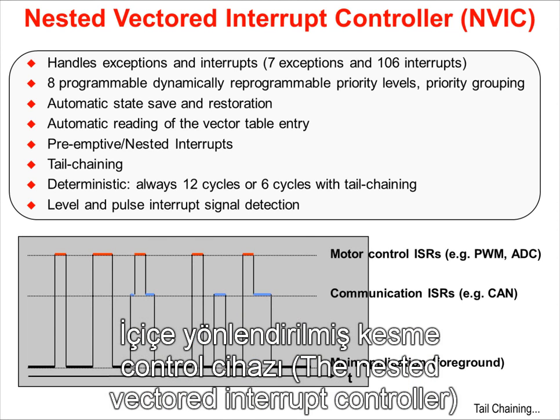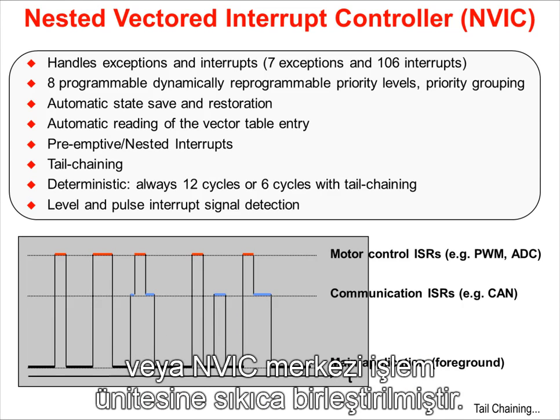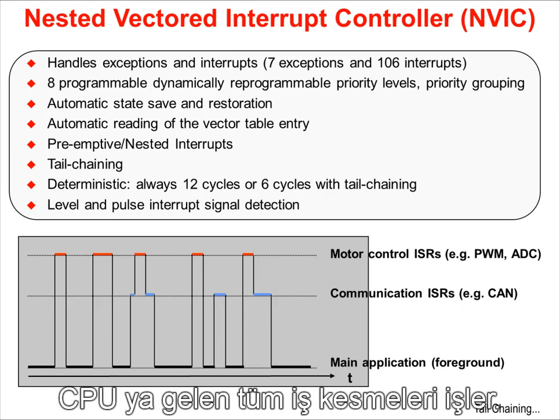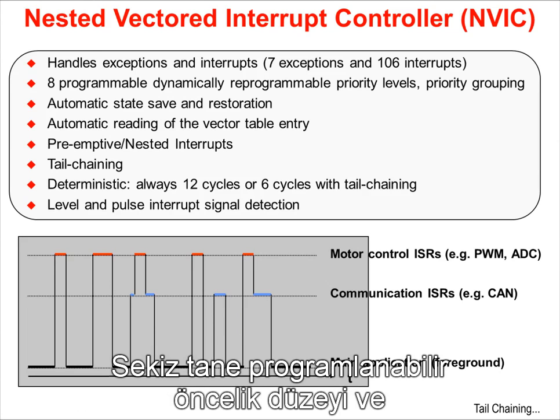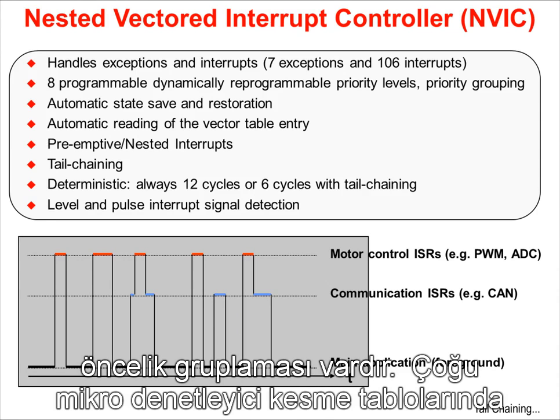The Nested Vectored Interrupt Controller, or NVIC, is tightly coupled to the central processing unit. It handles all the exceptions and interrupts that come into the CPU. There are 8 programmable priority levels and priority grouping.